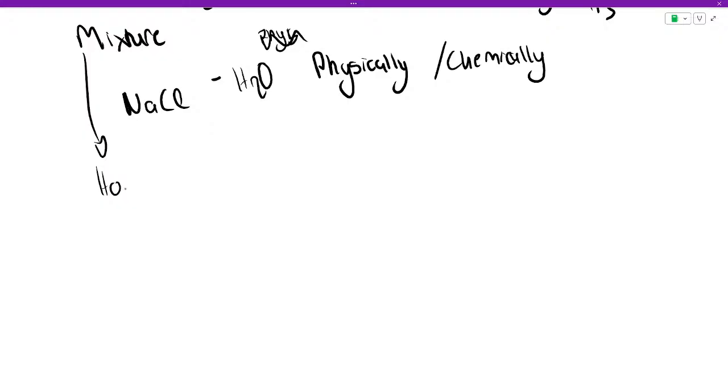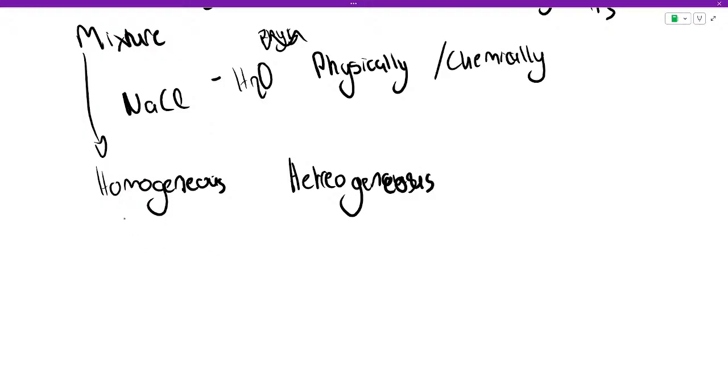Now, when we look at mixtures, there's two: homogeneous and heterogeneous. Correct me if I've spelled it wrong. Let me just check. Oh, I'm missing an E. E-O-U-S. Okay, the difference is homogeneous, you cannot see the difference.